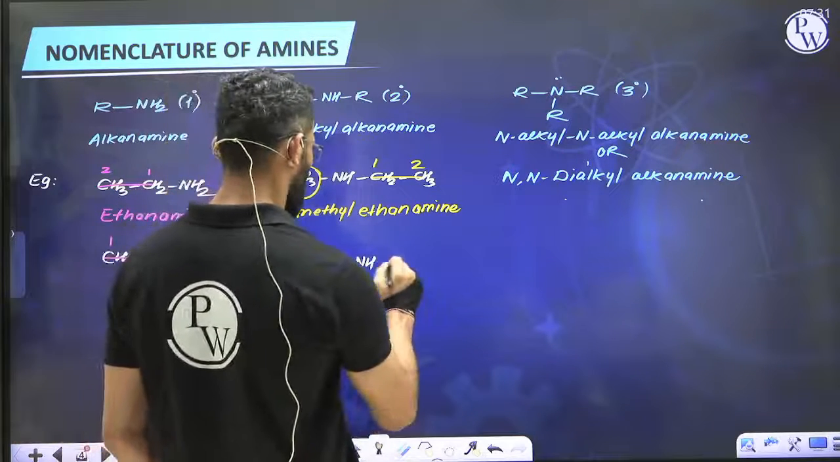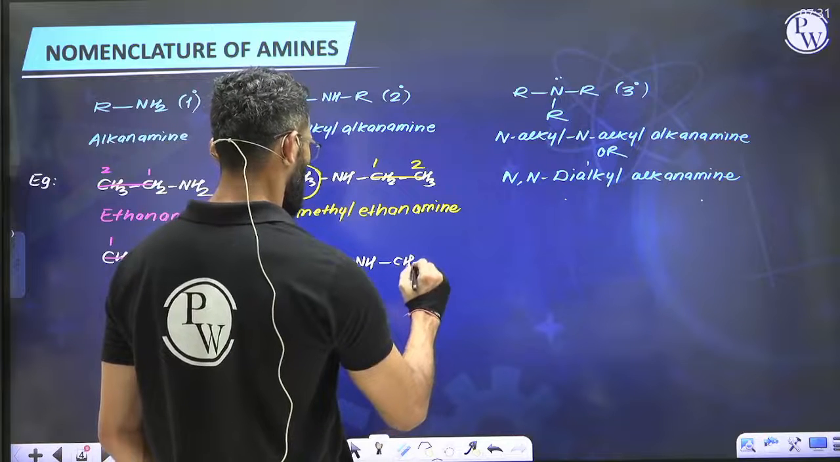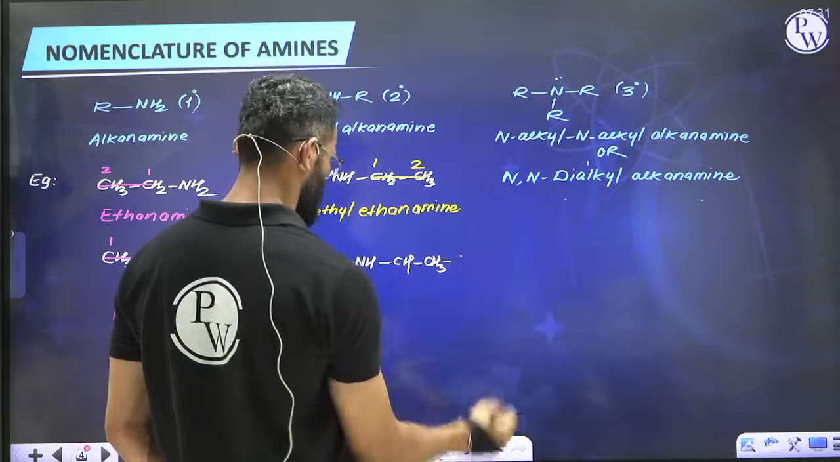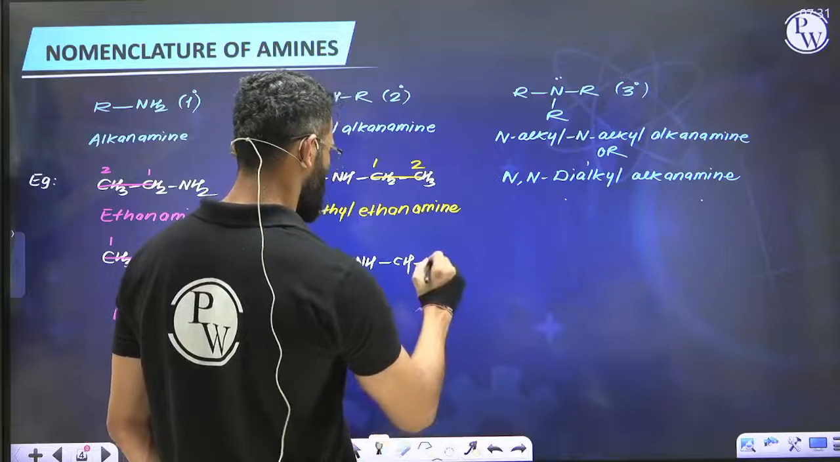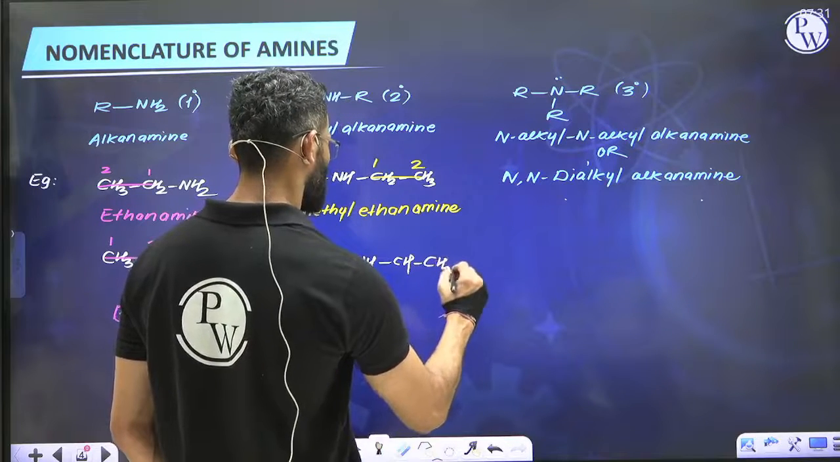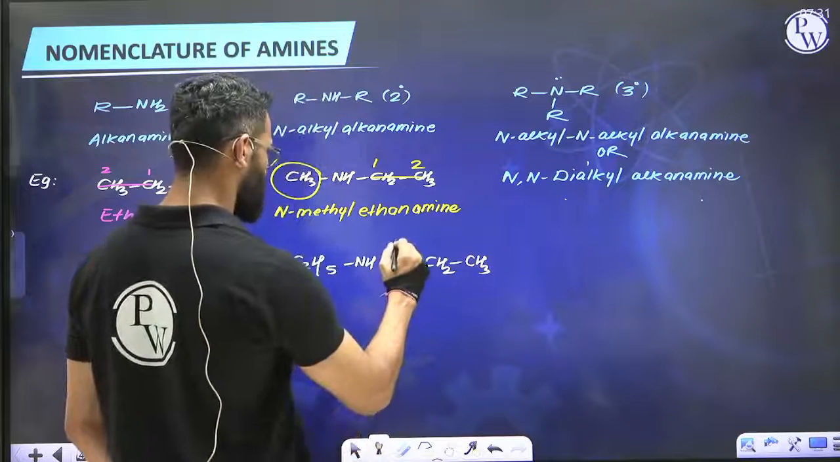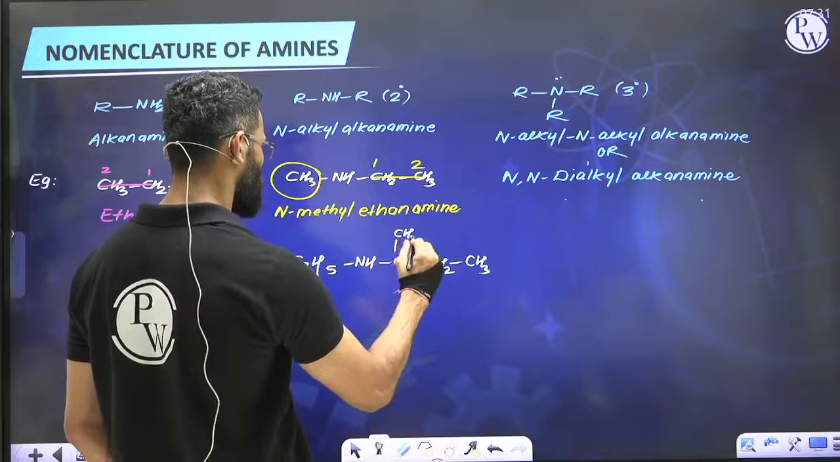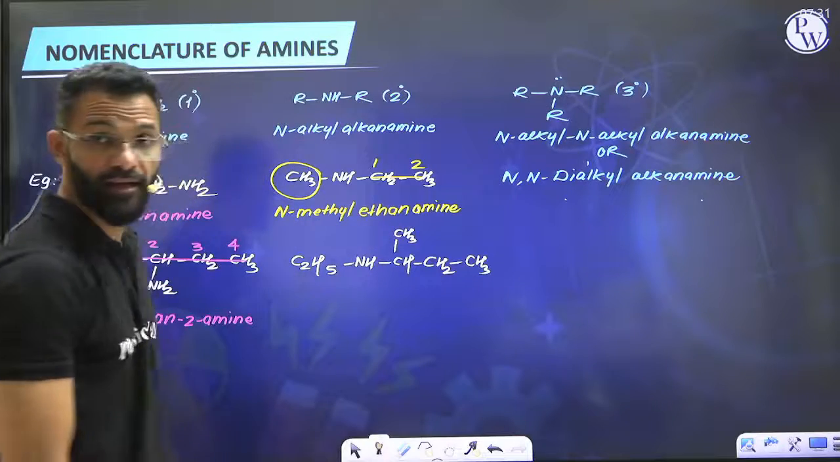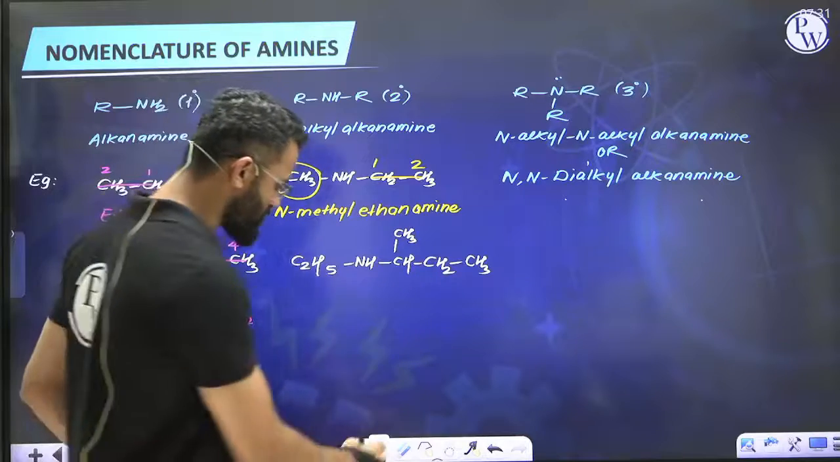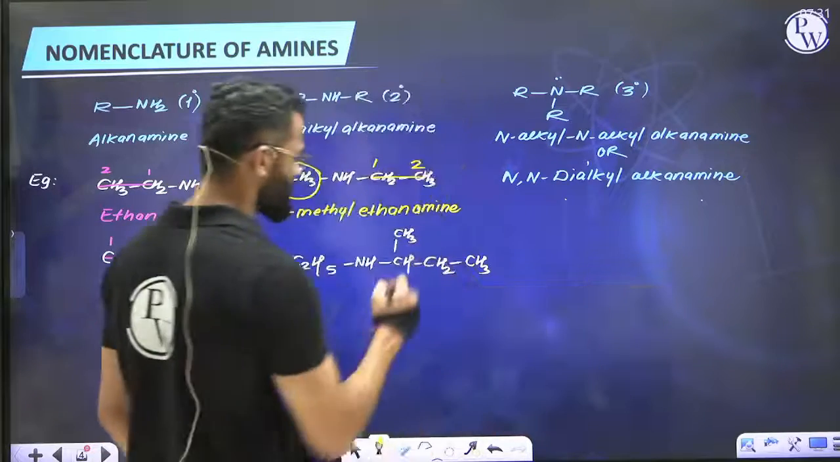NH, CH, CH2 and CH3. Well, valence is not satisfied here, so let's put one more CH3 here. Now again, this is the smaller alkyl, this is the alkyl having more number of carbons, so you'll have to select the longest continuous chain here.